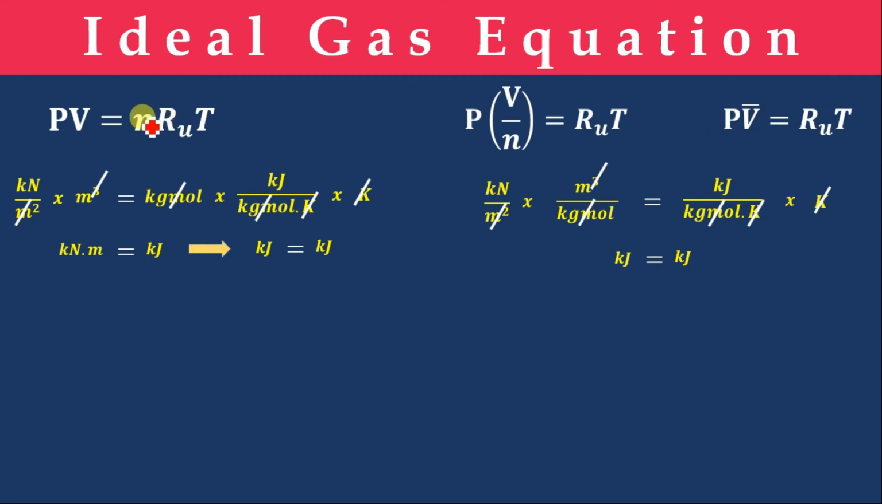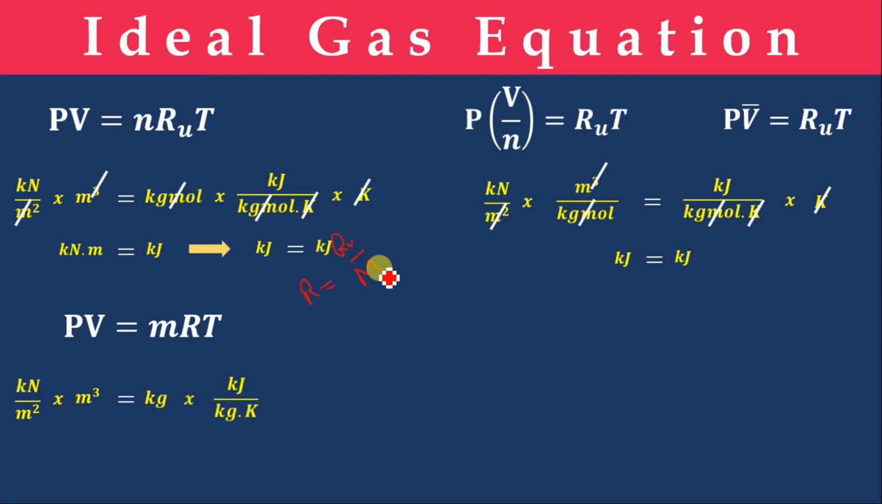Also, this equation can be written as PV is equal to mRT. So this R is nothing but the gas constant that can be arrived at by Ru divided by molecular weight. So here the unit for pressure is kilonewton per meter square, volume meter cube, mass kg, and R unit is kilojoule per kg Kelvin. Remember here kg mole, here kg, here kg mole, here kg. Remember that, and Kelvin. Cancel meter square, meter cube, kg, Kelvin. Kilonewton meter, kilojoule. Finally we get kilojoule is equal to kilojoule.